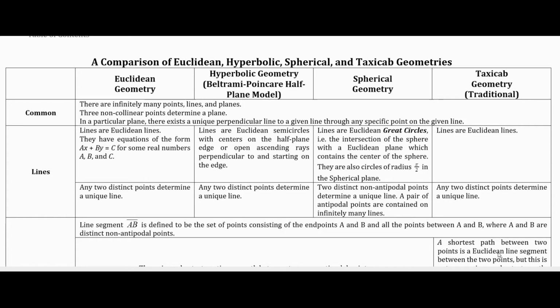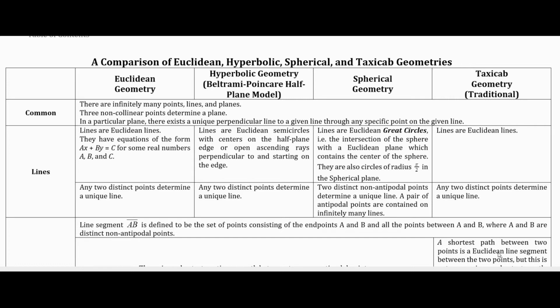In spherical geometry, lines are Euclidean great circles. In other words, the intersection of the sphere with a Euclidean plane which contains the center of the sphere. Since we're taking our unit sphere, that is a circle of radius 1 centered at the center of the sphere as a Euclidean object. They are also circles of radius pi over 2 in the spherical plane. Here we have to modify our postulate a little bit: any two distinct non-antipodal points determine a unique line. A pair of antipodal points is contained in infinitely many lines.